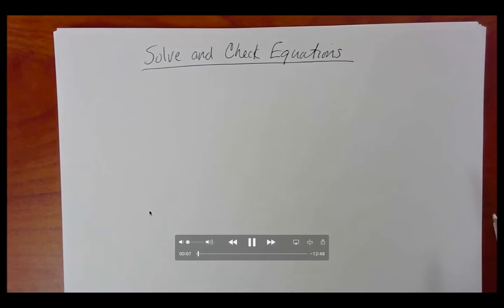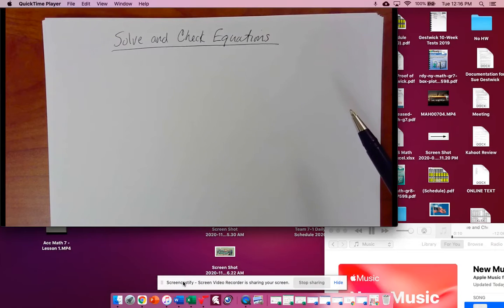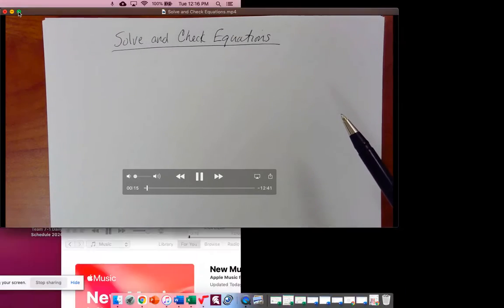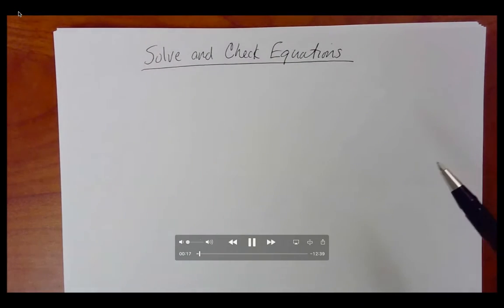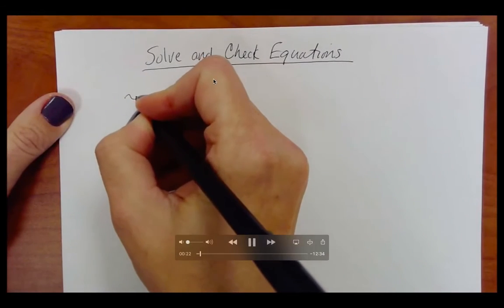Solve and check equations. This is going to be fun. What we're going to do is solve for the variable, get a number answer, and then check if it's actually correct. So you'll know if you get it right or wrong.